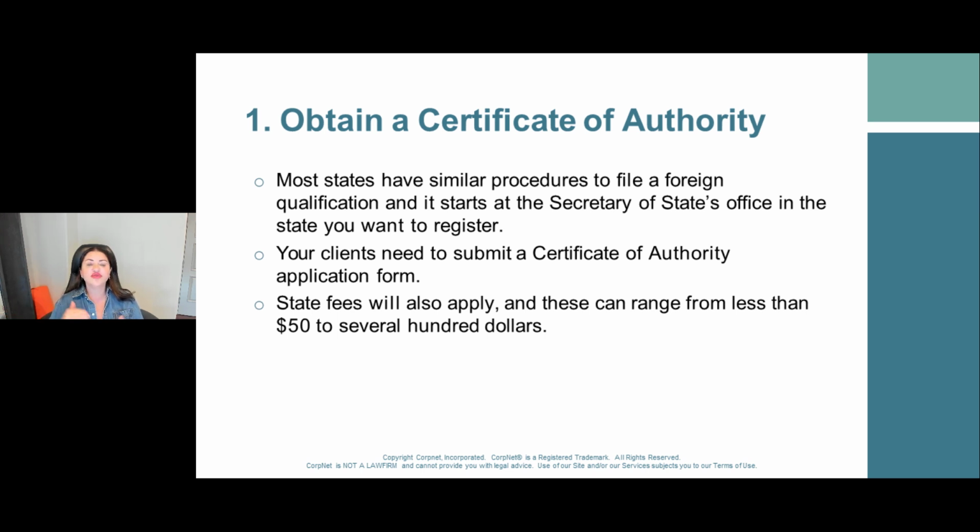So how do you foreign qualify? Well, first and foremost, as I mentioned, before you can foreign qualify in any other state, you have to obtain a certificate of authority from the home state. So a corporation is in California, now they want to do business in Illinois. The California corporation has to be in good standing, and has to provide a certificate saying that it is in good standing.